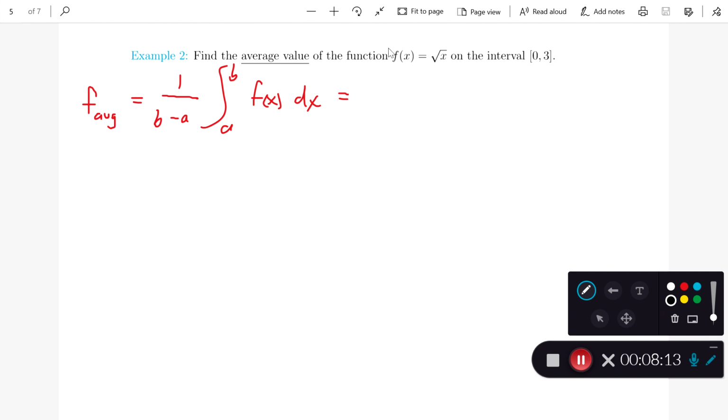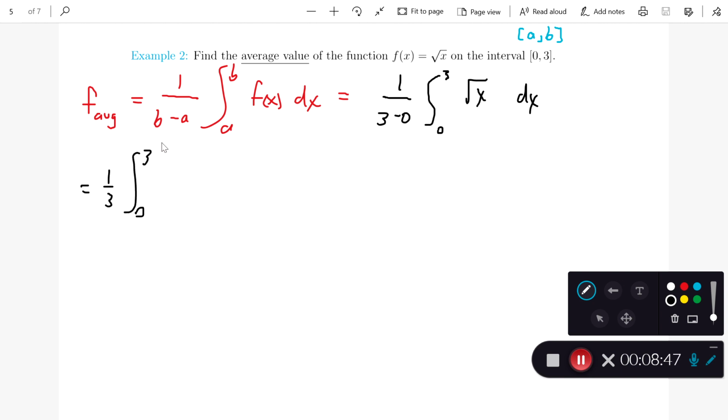So from there, in this case, our a is 0 and our b is 3. So this is 1 over 3 minus 0. Because we're on the interval 0 to 3, which means that a is 0, b is 3. We're integrating from 0 to 3, and our f of x dx. So this is really just 1/3.